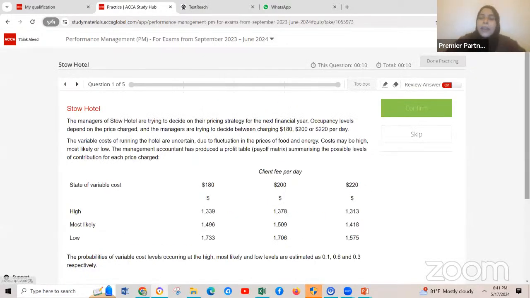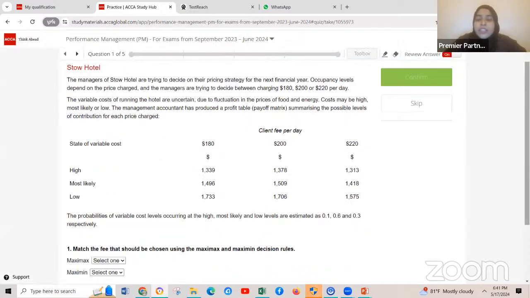Okay. The managers of a hotel are trying to decide on their pricing strategy for the next financial year. Occupancy levels depend on the price charged, and the managers are trying to decide between charging 180, 200 and 220 per day. So these managers generally use these tables when they're trying to decide what to do, and which option will give what profits. The different outcomes are what they're trying to look through in that payoff table.